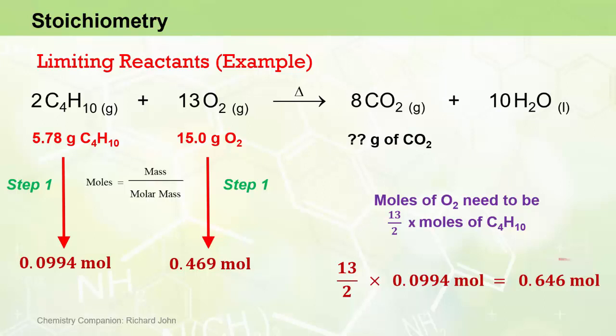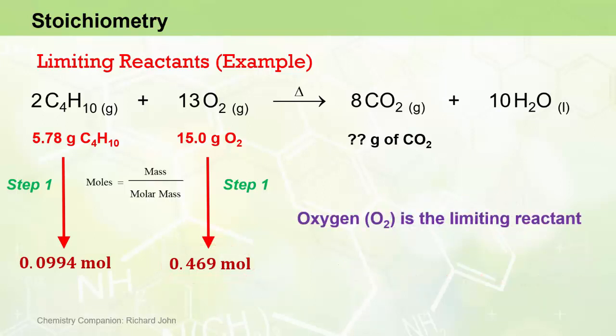0.646 moles. And this number here is actually larger than the available amount of moles of oxygen. In other words, there is not enough oxygen present to react with the amount of butane. And so in this case, oxygen will be the limiting reactant. It is the reactant that is going to run out first. There will be unused excess butane left over after the reaction has gone to completion.